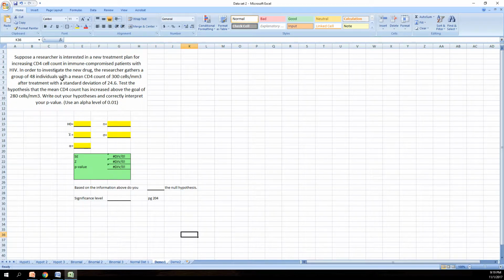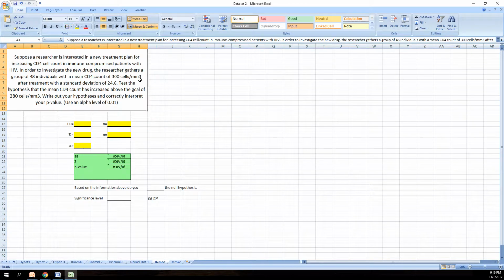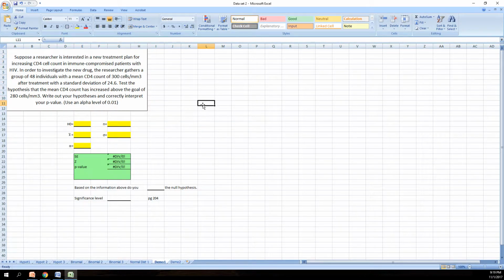As always, this question was one that was on the exam, and we wanted to know: suppose a researcher is interested in a new treatment plan for increasing CD4 count in immune-compromised patients with HIV. In order to investigate the new drug, the researcher treats a group of 48 individuals with a mean CD4 count of 300 cells per milliliter after treatment, with a standard deviation of 24.6. They test the hypothesis that the mean CD4 count has increased above the goal of 280 cells per milliliter. Write out your hypothesis and correctly interpret your p-value.